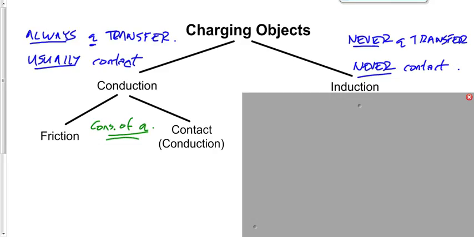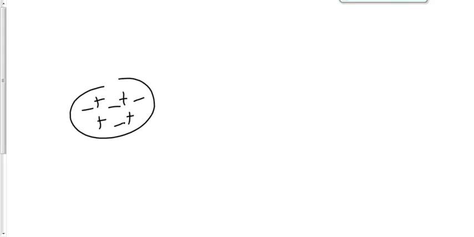Now, the other way of charging objects is by induction. Clearly, in both of these cases, we have a transfer of charge taking place. In induction, we do not have a charge transfer taking place. I've got a picture here, much like yesterday's picture, but there's going to be one difference here. Neutral object, we're going to bring a negatively charged object nearby. Tell me what happens to the protons in that neutral object. They stay where they are.